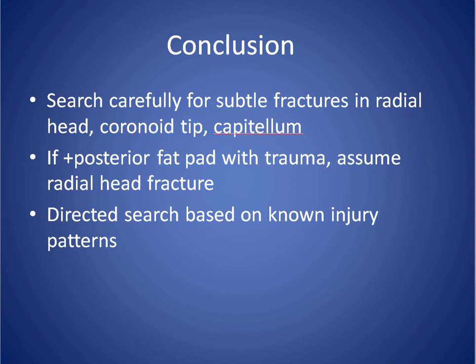So I hope this has been a helpful brief introduction to elbow radiographs. Again, you should search carefully for subtle fractures, particularly in the radial head, coronoid tip, and capitellum. If there's a posterior fat pad present with a history of trauma, you should assume there's a radial head fracture if you don't see any other fractures. And knowing the injury patterns can help direct your search to pick up subtle pathology.